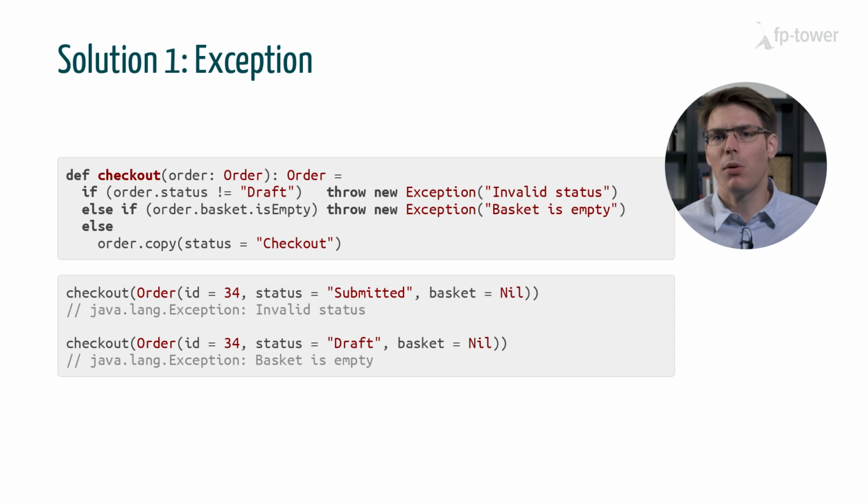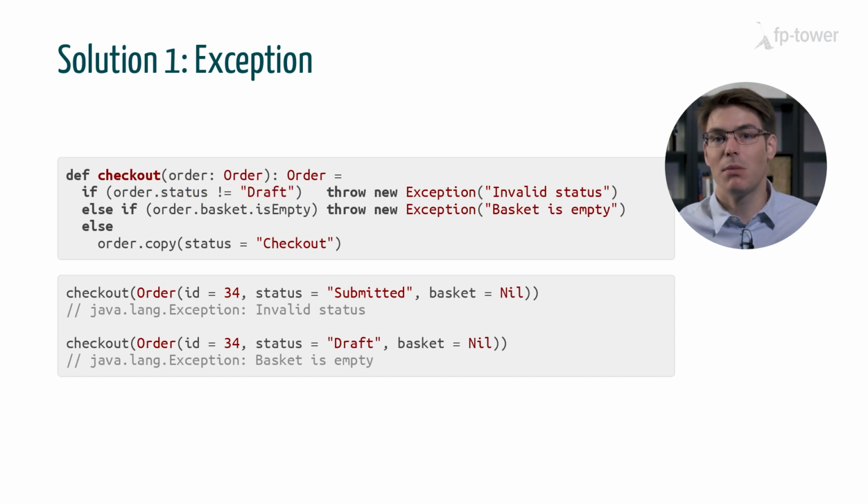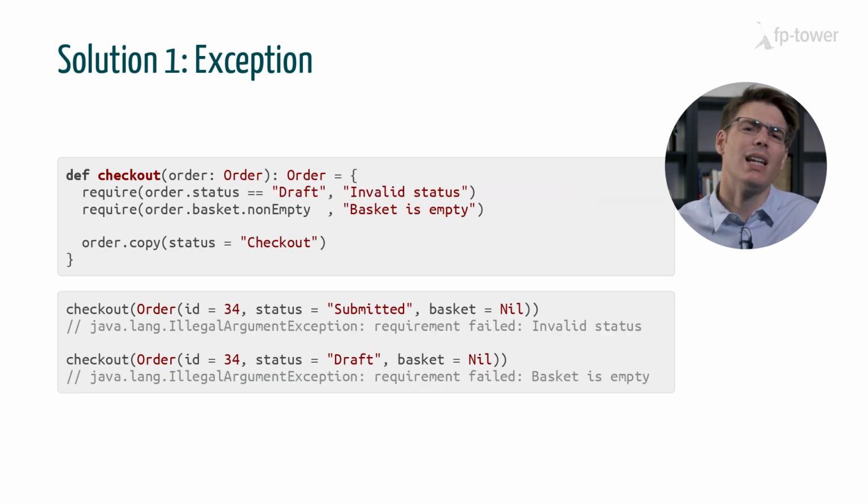There are two requirements for this function to succeed. The order must be in draft status, and the basket must contain at least one item. If any of these conditions are not met, we throw an exception. If we want, we can make the code slightly more readable using the method require. As you can see, exceptions are extremely simple to use because they are an escape hatch. They don't impact the function signature.